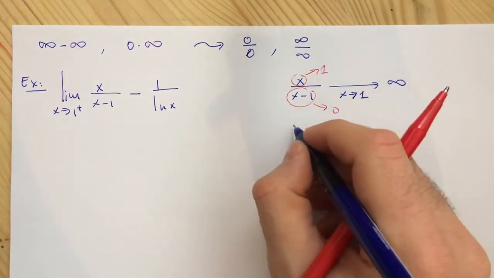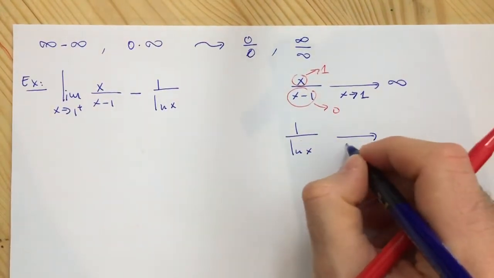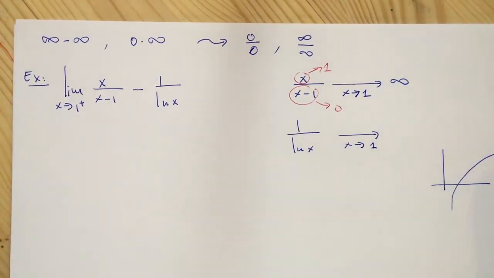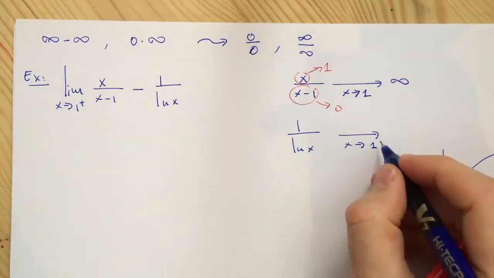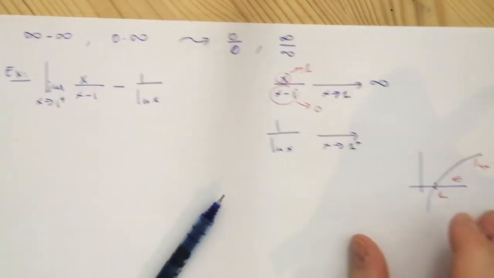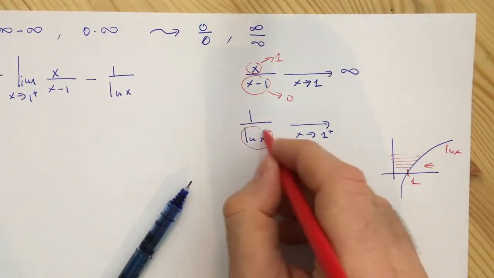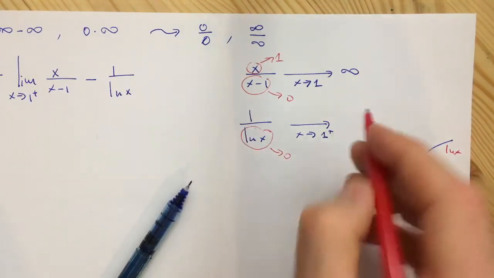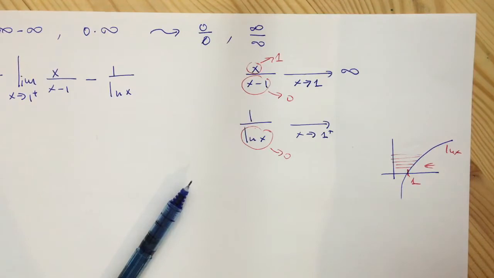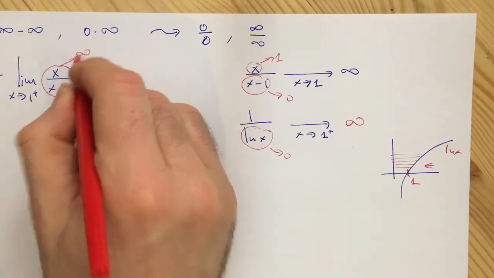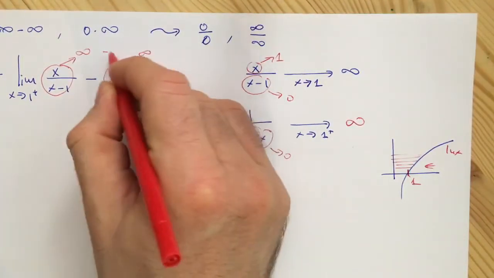Okay? On the other hand, 1 over ln of x, as x approaches 1, we know that, okay, this is ln of x. As we are approaching 1 from the right, we can see that the values of this function are going closer and closer to 0, which means this denominator goes to 0. 1 divided by something that approaches 0 is infinity. So both of these cases are going to infinity, and I have infinity minus infinity.